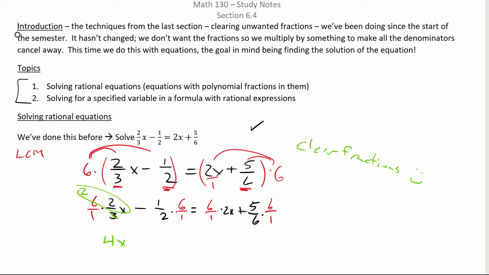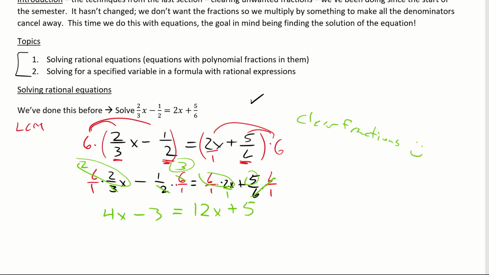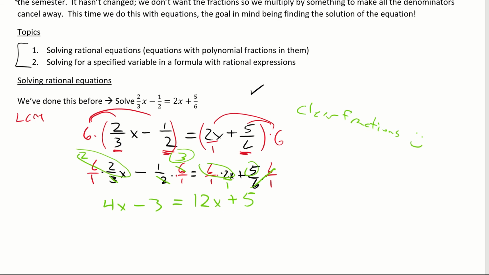2 times 2 times x. 2 goes into 6 3 times, and that's all you have, minus 3, equals. There's no cancellation. The 2x is over 1. Everybody's on the same level. That's all you got, 12x. Remember this jive? And then plus, cancel the 6's. 5 is left over. That's it for this section, is clearing.